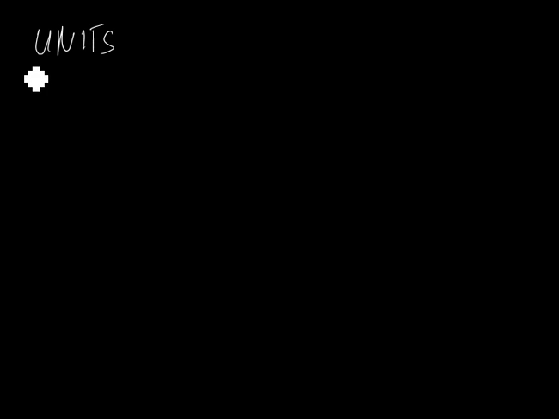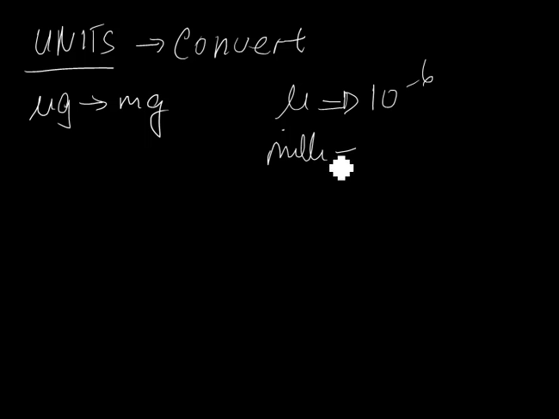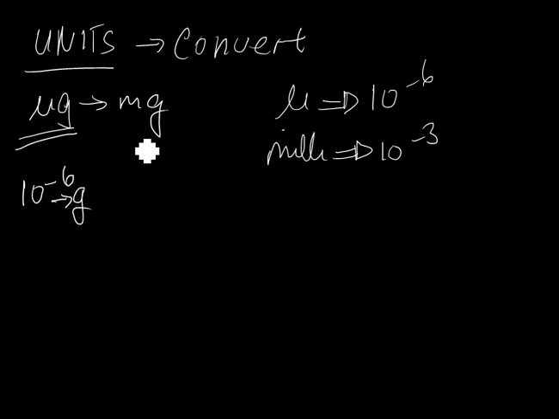So I was talking about units and how to convert from one unit to the other, and I was specifically talking about converting from micrograms to milligrams. Now we all know that micro, and if we don't, then please remember this, micro means 10 to the negative sixth of something, and milli means 10 to the negative third of something. So what is that something? Well, when I say microgram, I mean 10 to the negative sixth of a gram. When I say milligram, I'm trying to say 10 to the negative third of a gram.